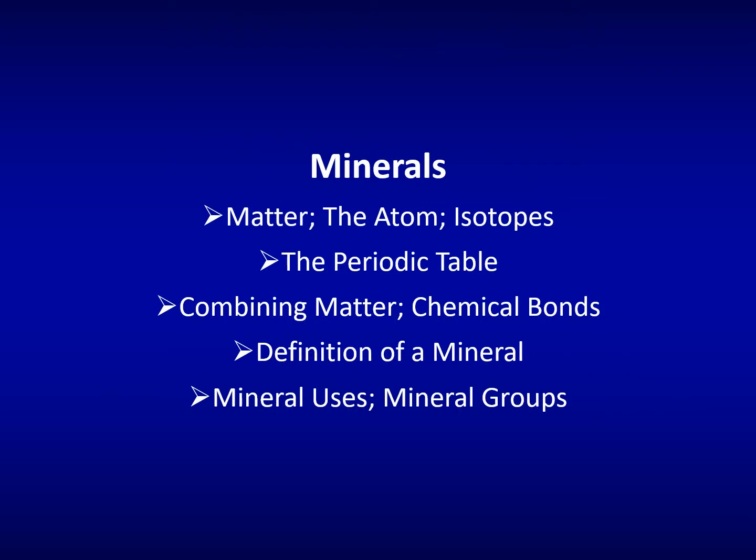All right, well, I hope you enjoyed our tour through minerals from the very beginning stages of matter, the atom, how different isotopes form from that, looking at the periodic table and the different elements out there, particularly there are 8 specific elements that make up most of the Earth's crust, and how that matter then combines to form those minerals that we see out there through chemical bonds. We looked at the definition of a mineral, some of the uses of minerals and groups of minerals out there.